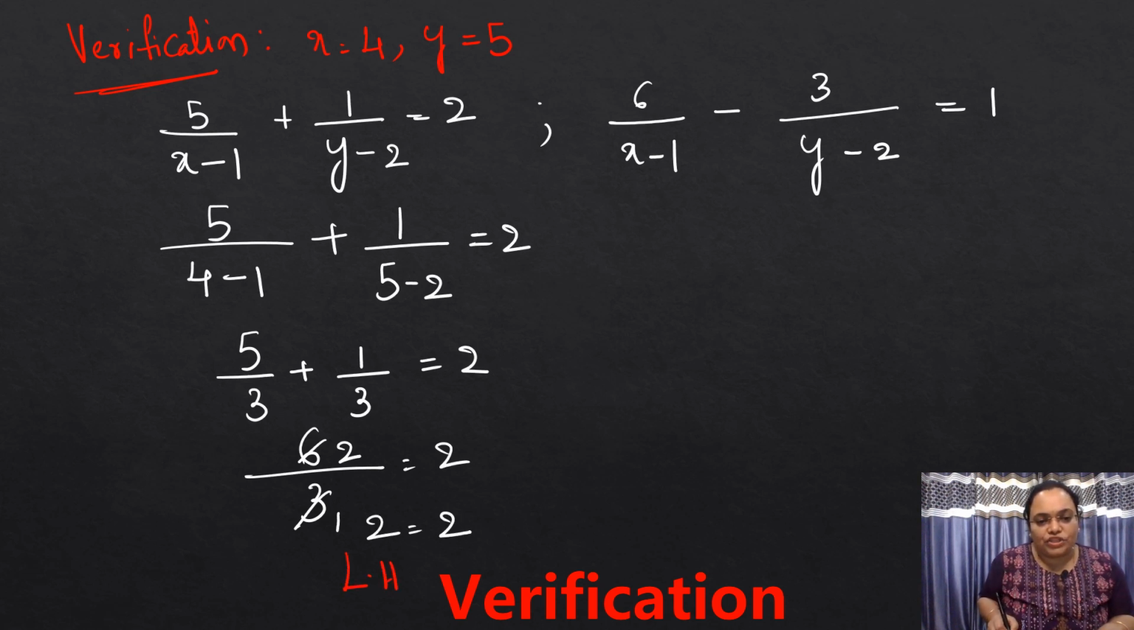So LHS is equal to RHS. Right? The equation is satisfied on both sides. Right? So we will do the same for the next equation.